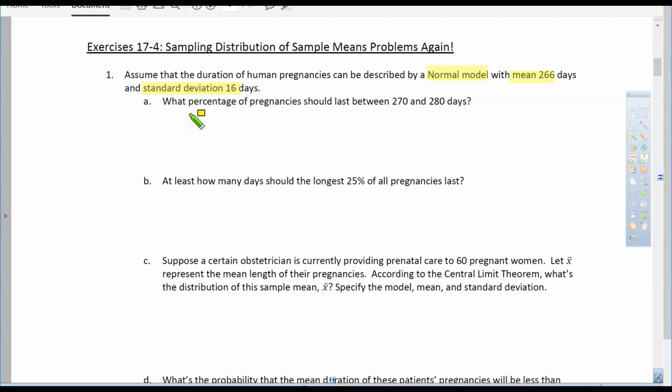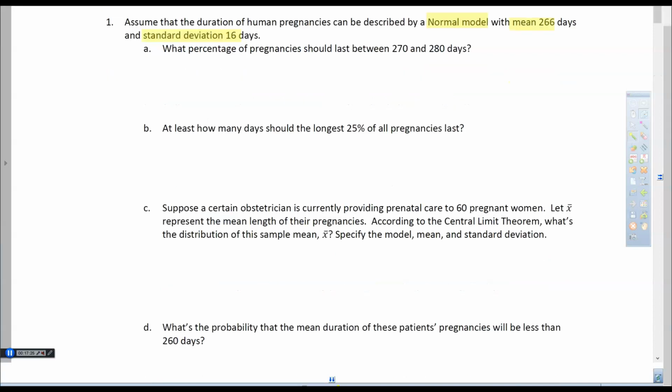Does this question anywhere so far in number 1 say whether we have a sample size or not? I don't see a sample size, which tells me this is not a sampling distribution just yet. So if we look at part A, what percent of pregnancies should last between 270 and 280? This is just a regular z. So you're just going to do z equals x minus mu over sigma for that.